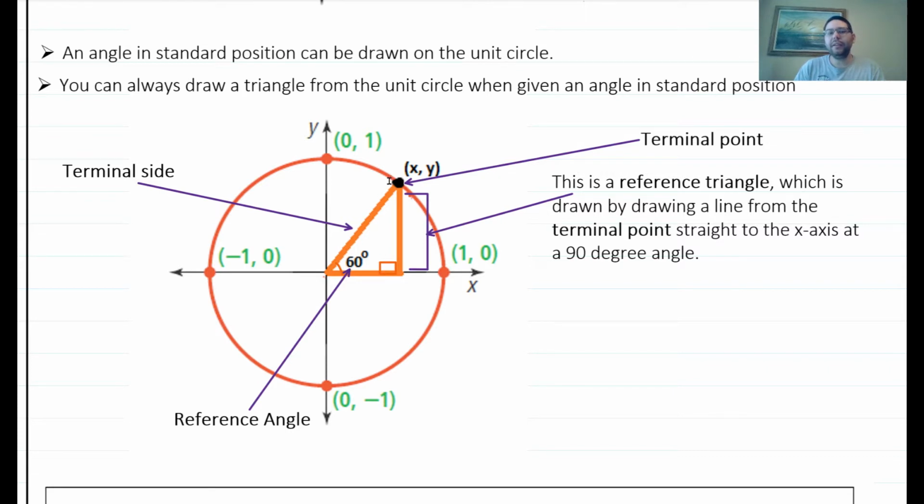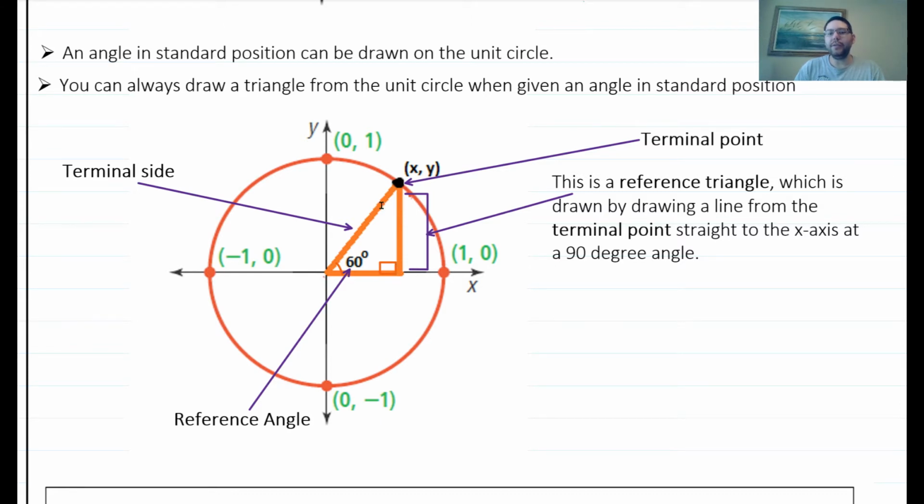Notice that this 60-degree angle can be broken up into two pieces. We have the x component of that terminal side, and we have the y component of that terminal side. Notice also that the terminal side has a length of 1, because this is a unit circle and this is a radius. I can take any angle, any terminal side, and break it up into these two components, and I can make a right triangle out of it.